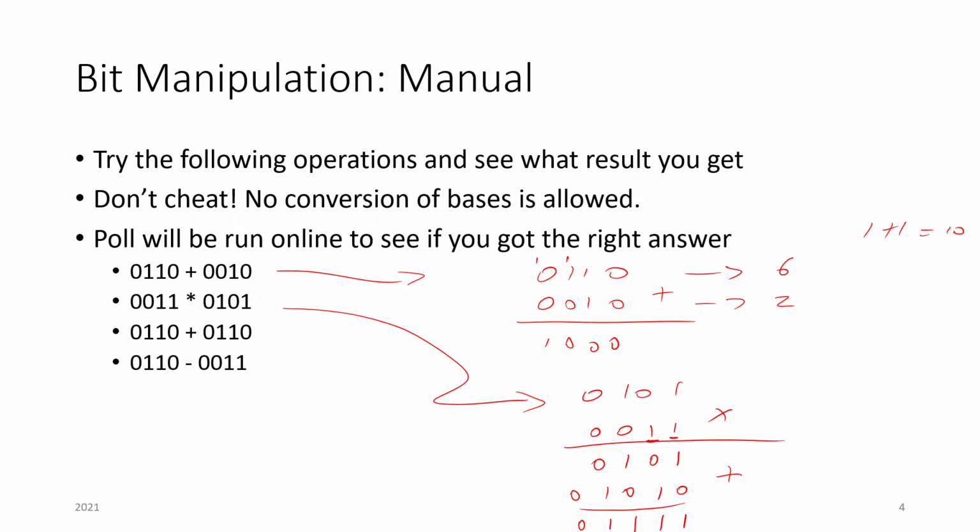So in translating this back into decimal for verification, 0101 here is 5, and 0011 here is 3. So that means our end result here should be 15, which is 8421. Yep, that's 15, so that's correct.